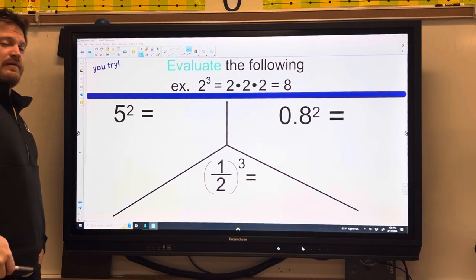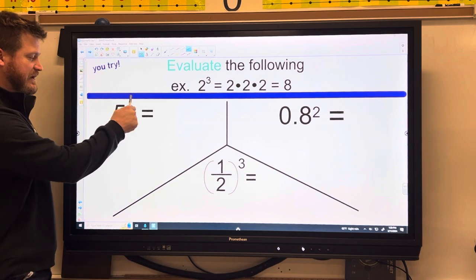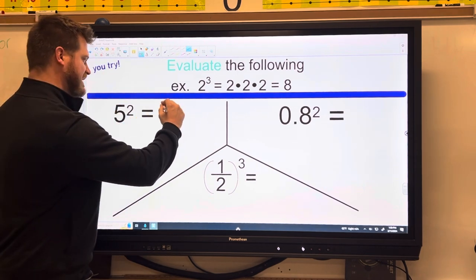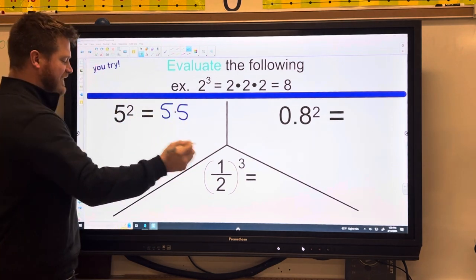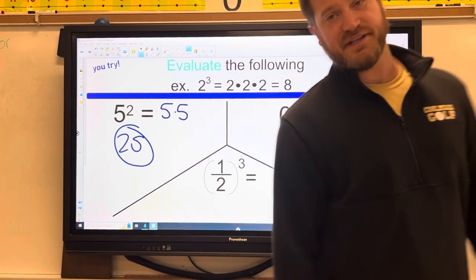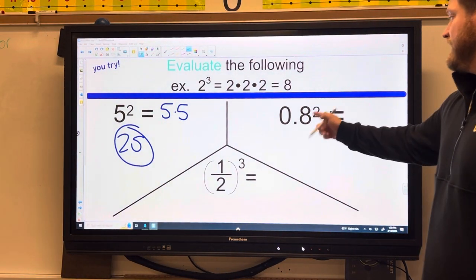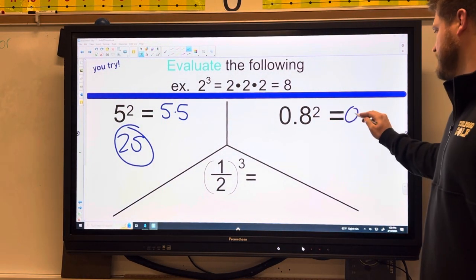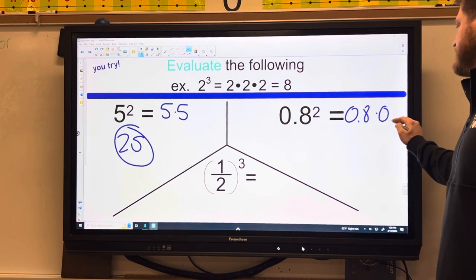All right, so looking at this one, 5 squared, we have 2 5s that are getting multiplied together. 5 times 5, we know is 25. Hopefully you got that one correct on your own. This one's a little more challenging. I'm writing 0.8 times 0.8.